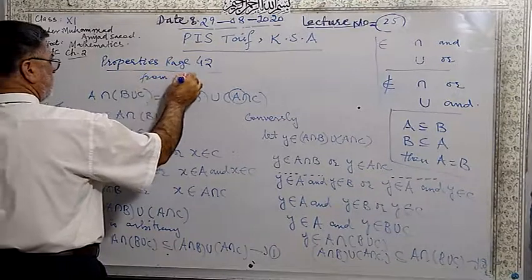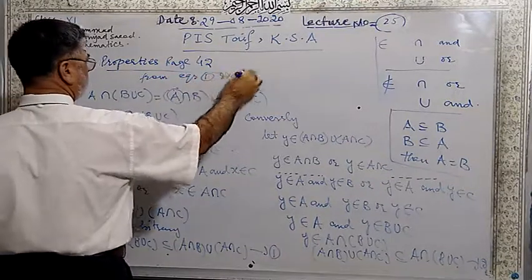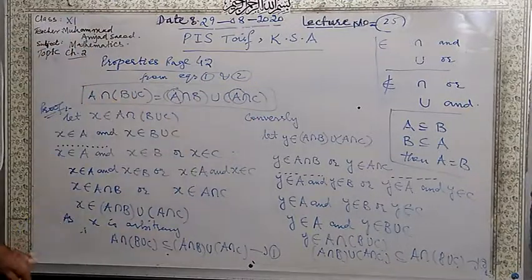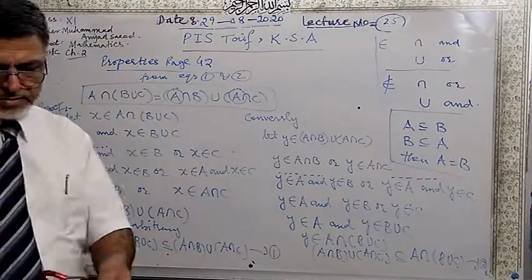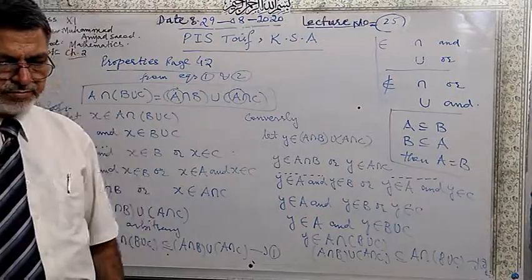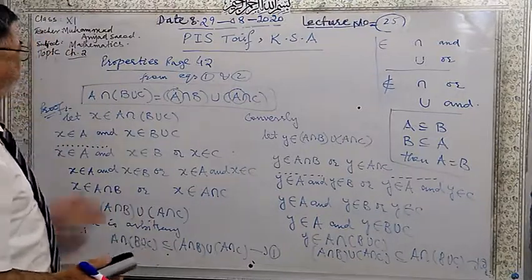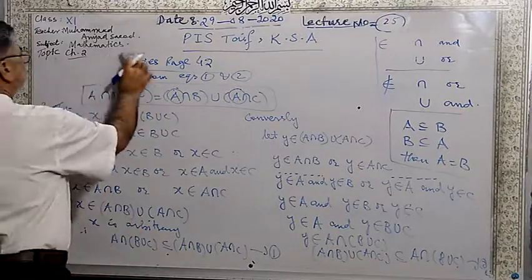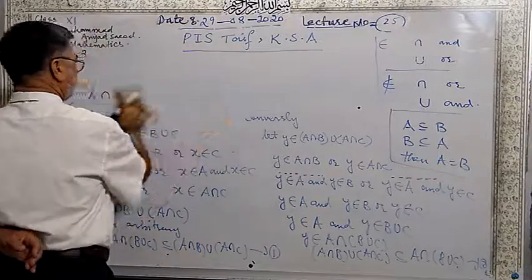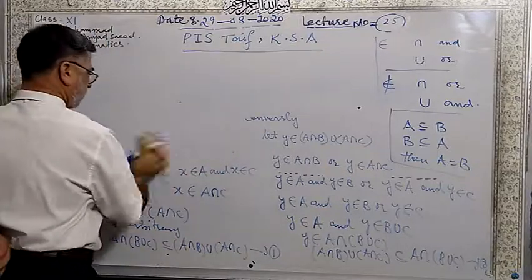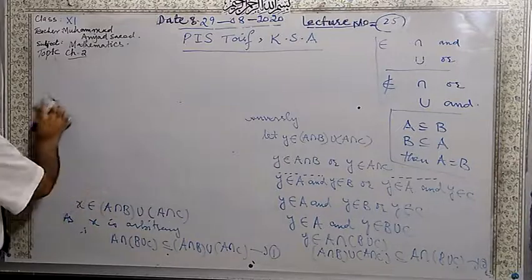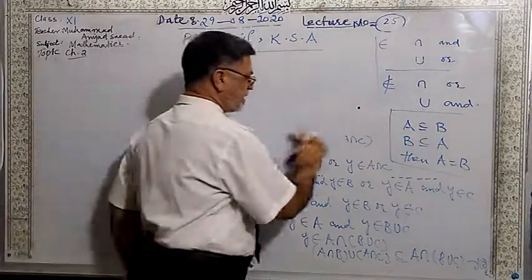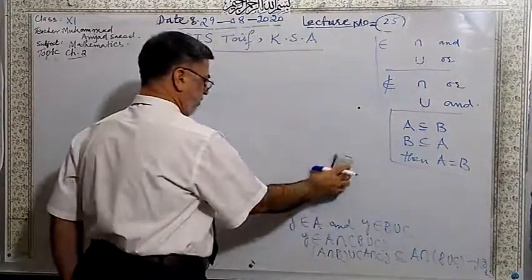From equations 1 and 2, this is your result. From your equation 1 and 2, you got this result. So that was your distributive property of intersection over union.